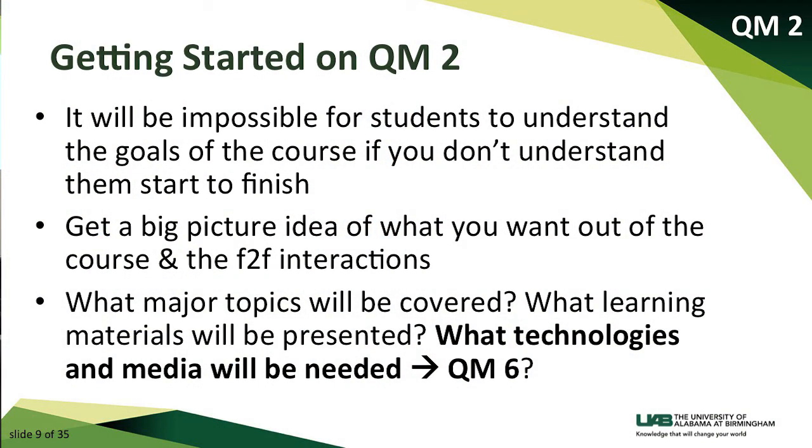So get a big picture idea of what you want out of the course and the interactions. What kind of interactions do you want to have? Do you want student to student? Do you want student to material? Do you want student to instructor? How are you going to work those into your class? You may not have the final assignment done, but you may have an idea of this is going to be a discussion board. And how is that going to achieve this goal? What major topics will be covered? What learning materials are going to be presented? What technologies and media do we need? That's QM6.